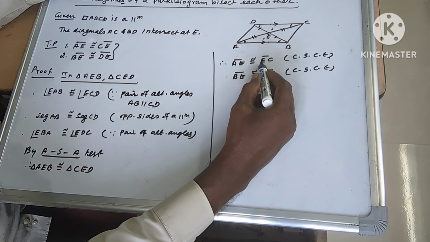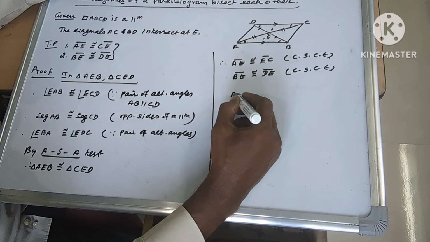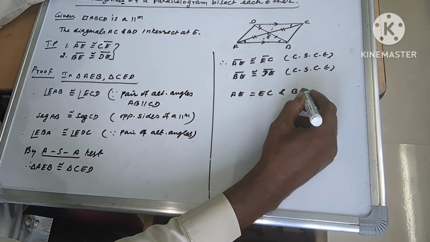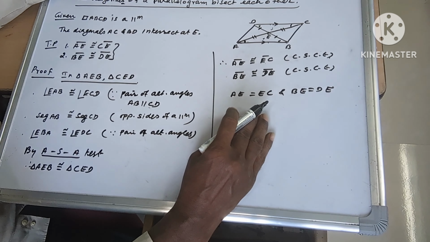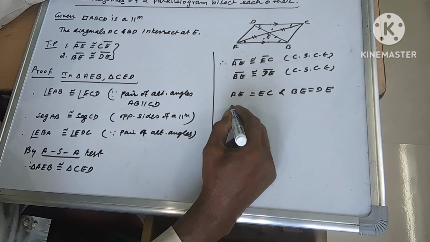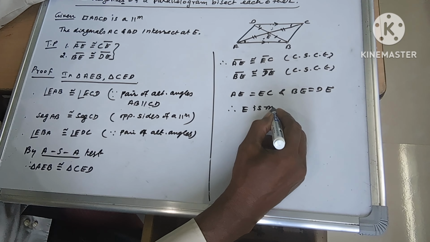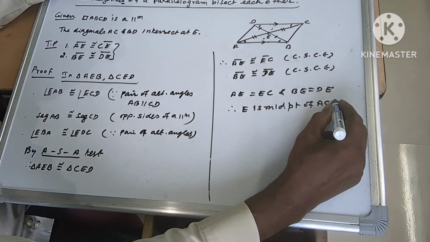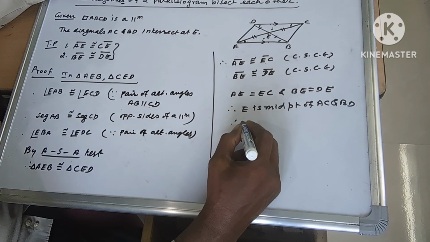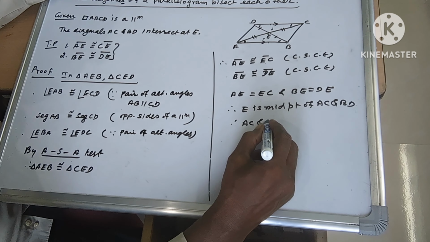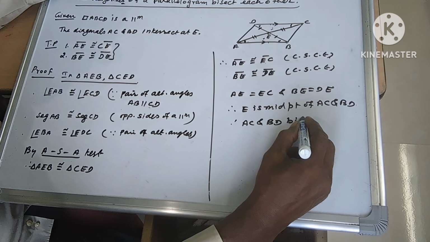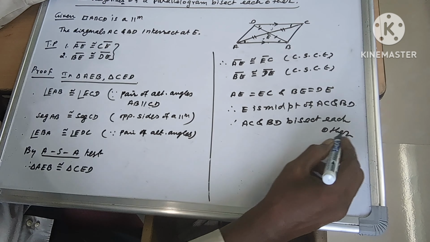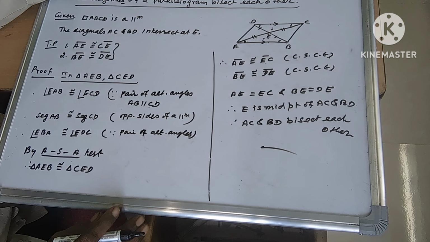Therefore, AE equals EC and BE equals DE. Therefore, E is the midpoint of AC and BD. Therefore, the diagonals AC and BD bisect each other. Yes, very simple proof. Yes, easy to understand.